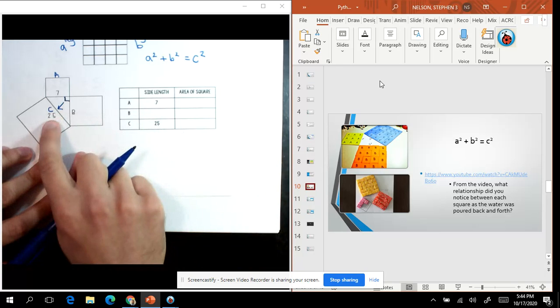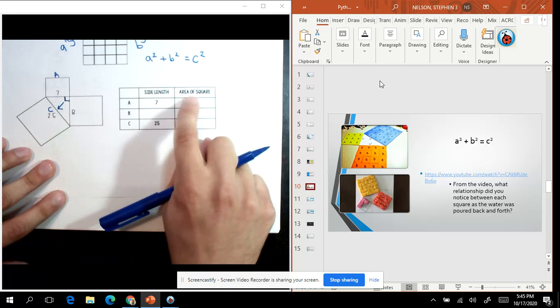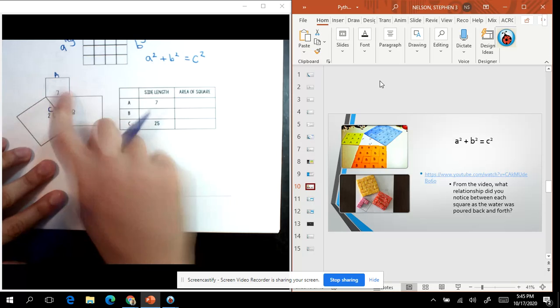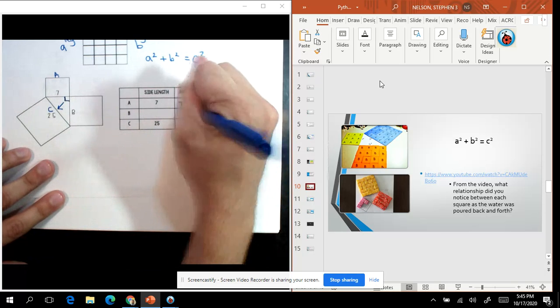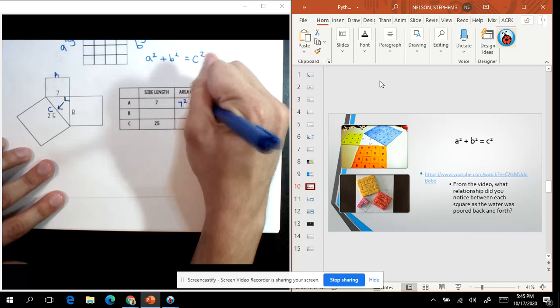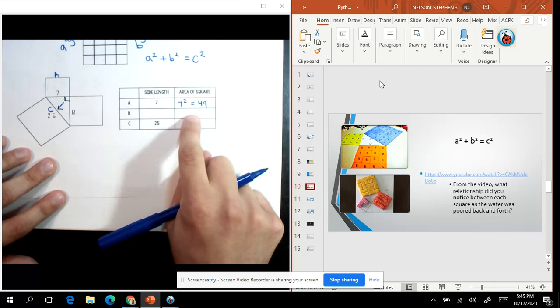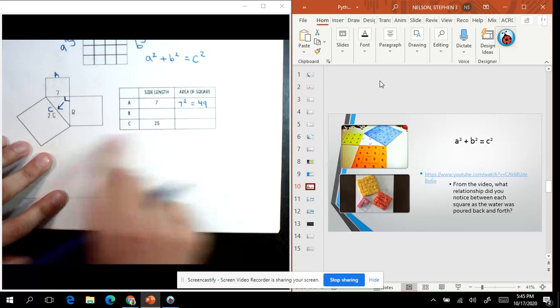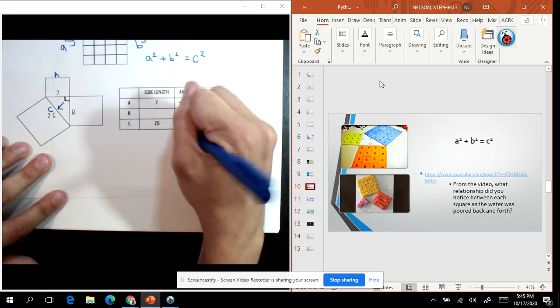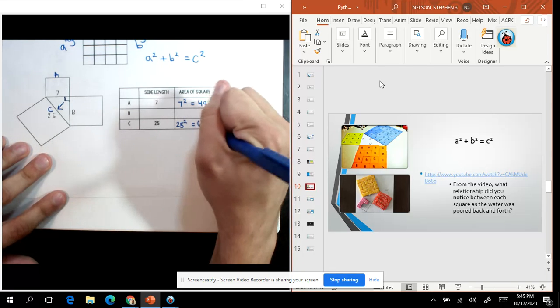It tells us the side length is 25. We don't know anything about B, so we'll have to find out something about B. Now, it's asking for the area of a square, 7. So 7 squared, because the area of a square is taking one of the side lengths and squaring it. So that's going to equal 49. B, we don't know B, and we also don't know the area. However, we do know the hypotenuse, which is 25. So we can take 25 squared to get the area. And 25 squared is 625.